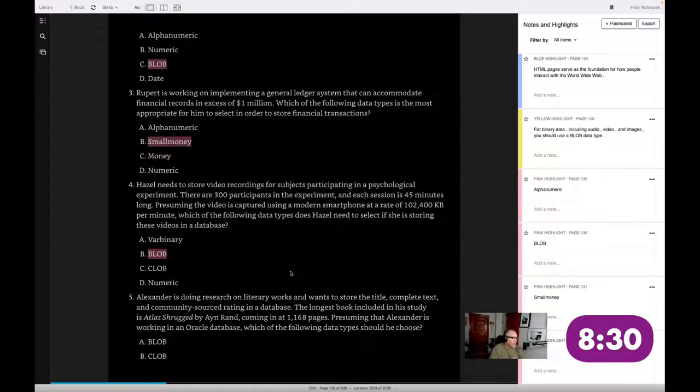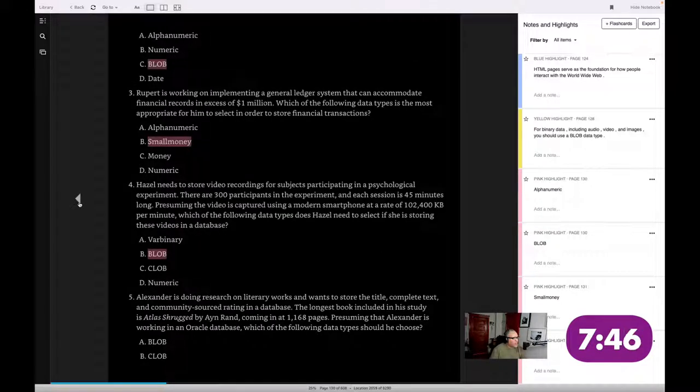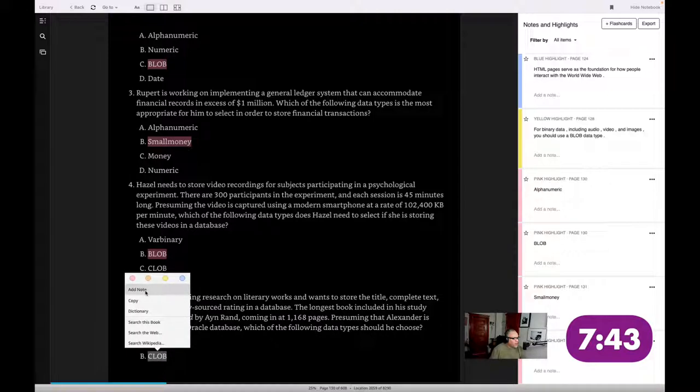Alexander is doing research on literary works and wants to store the title, complete text, and community sourced ratings in a database. The longest book included in his study is Atlas Shrugged by Ayn Rand, coming in at 1,168 pages. Presuming that Alexander is working in an Oracle database, which of the following data types should he choose? Let's see what the options are. I'm going to go with CLOB on this one.